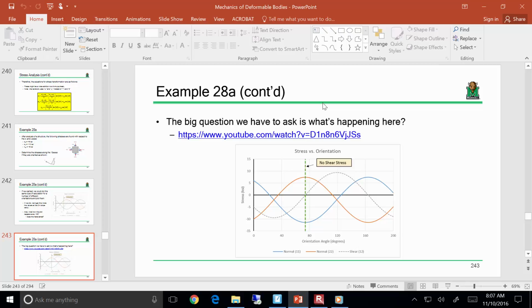We have an orientation where there's no shear stress. That's point one. And then we have an orientation where our normal stresses are maximums. Okay, we have the largest possible maximum stresses as well. Now, likewise, we have a situation, like right here, where we have maximum shear stress, and these two are equal and opposite, or equal stresses as well. We'll get into that today.